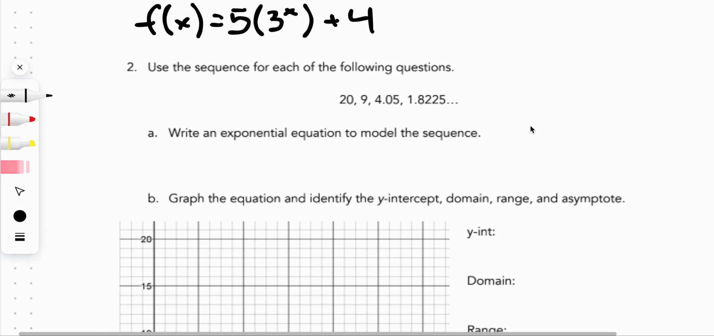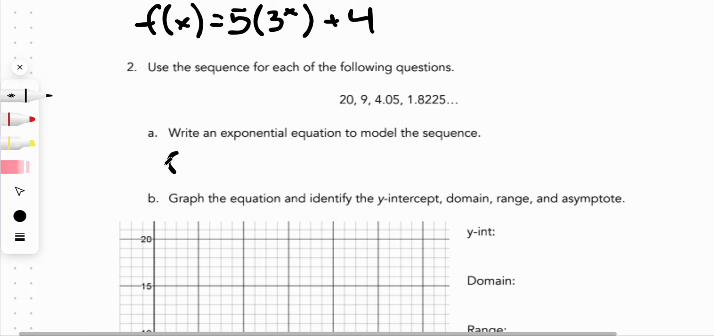Okay, so we're given this sequence: 20, 9, 4.05, and then 1.8225. It just keeps on going. So this models an exponential function, and we're going to try to find out what equation this represents.